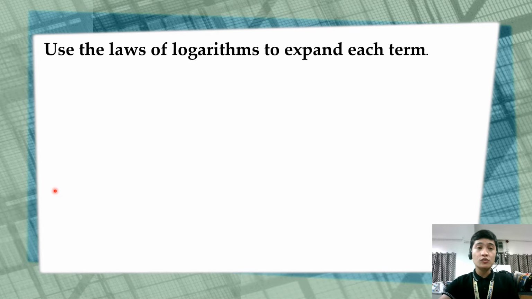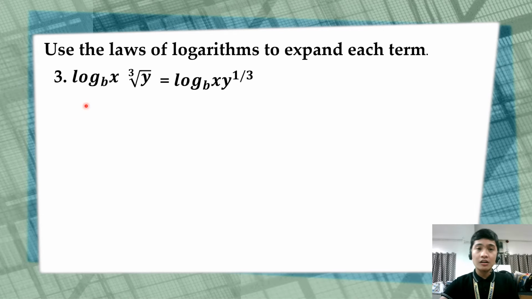Let us continue with our example number 3. Same instruction: use the laws of logarithms to expand each term. So our given here is logarithm of x cube root of y base b. If you check this example, we can actually write this as logarithm of x y raised to 1/3 base b. Why? Because if we remember our grade 9 mathematics, the cube root of y can be converted into exponential form, having a rational exponent. So logarithm of x y raised to 1/3 base b.